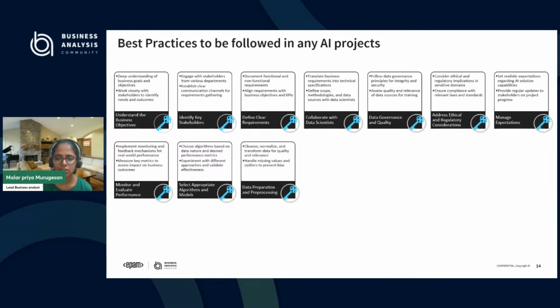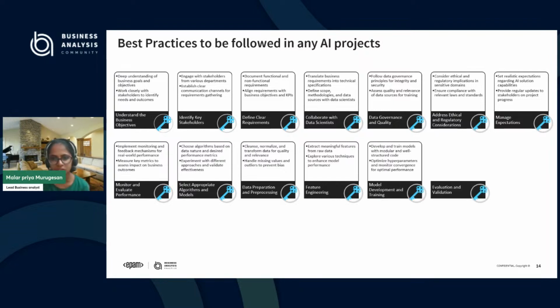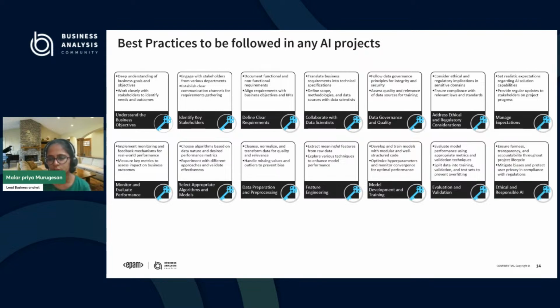And data preparation and pre-processing, that is again the same thing as data governance and quality. And feature engineering, where you extract the meaningful features, right? So you need to again experiment here to find the techniques. And model development and training, evaluation and validation. Whatever you do, make sure you are following all the principles that are applicable.